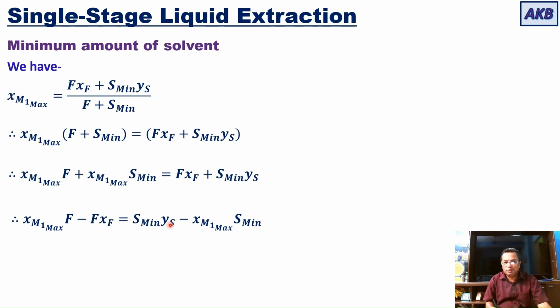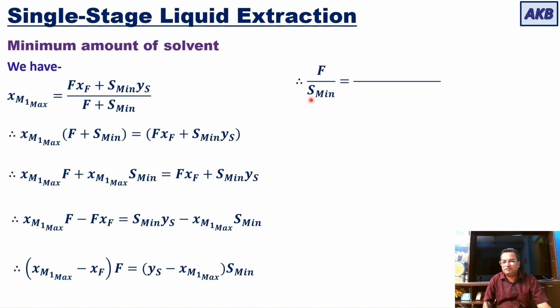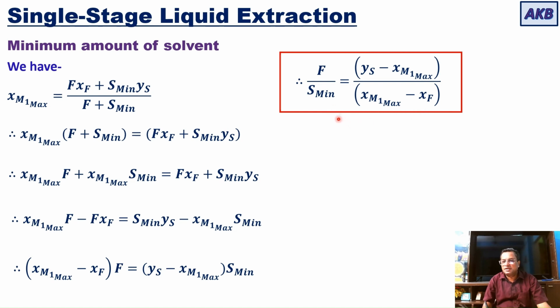That is equal to S minimum into Ys minus xm1 max into S minimum. And on this side you can take F common. So it will be xm1 max minus xf into F, that is equal to Ys minus xm1 max into S minimum. So F upon S minimum will be equal to Ys minus xm1 max divided by xm1 max minus xf. So this equation can be used to find out the minimum amount of solvent.